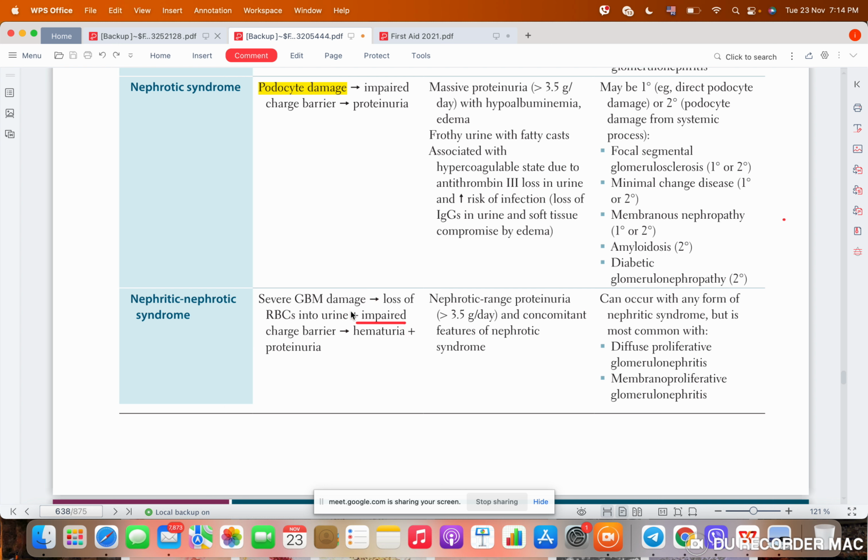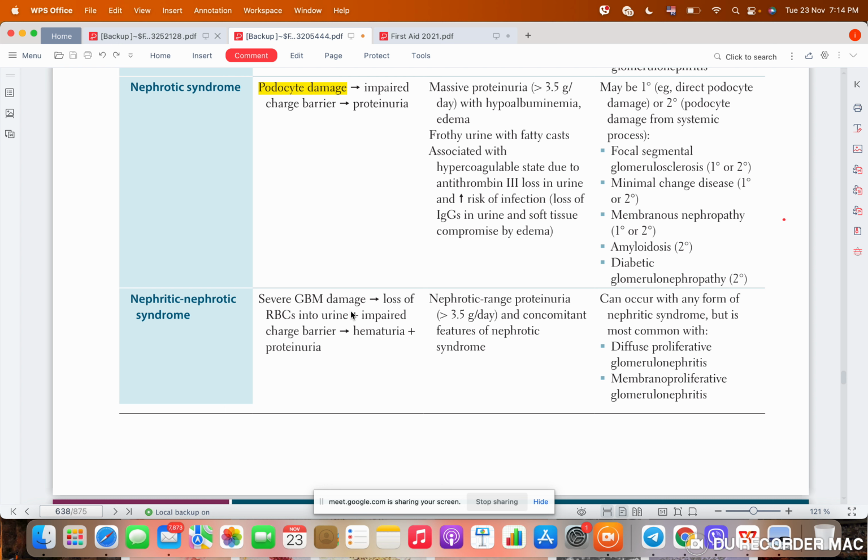What is the normal charge of a glomerular basement membrane and the podocyte? What is the normal charge of your filtration barrier? Negative. I just want negative or positive. It's negative. Okay?